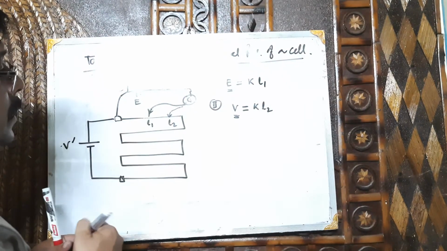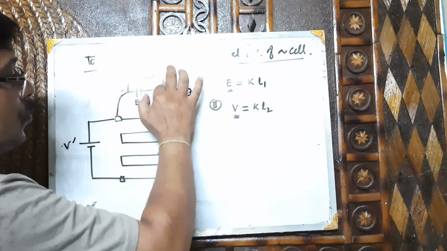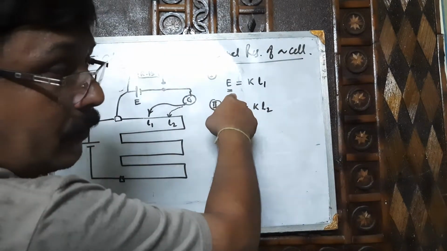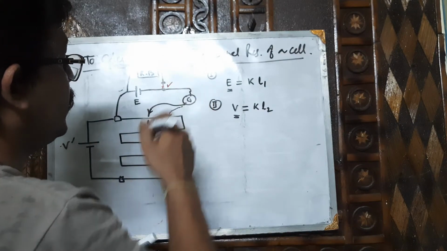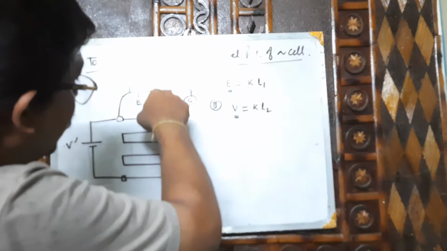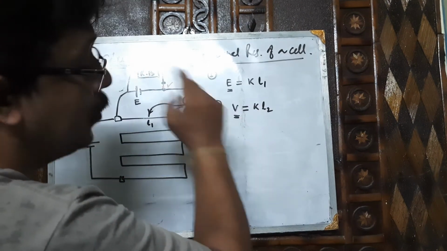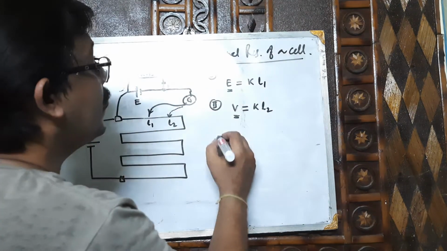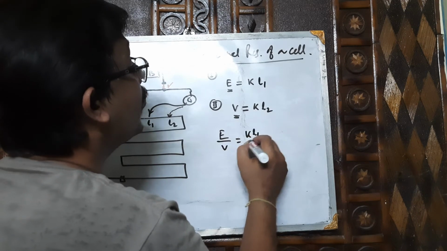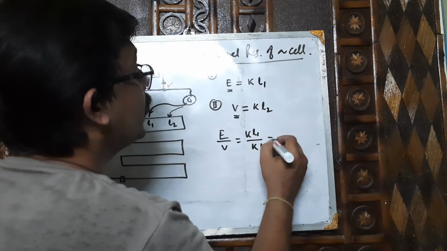Because previously this circuit was open, this switch was open, the battery had no external resistance, so it gives you the EMF. In the second case, you have connected this switch, that means you are adding one external resistance with the battery, and whenever external resistance is connected with the battery, it gives you the voltage. So again you make the ratio just like the previous case, E by V equal to K L1 by K L2. That means we get L1 by L2.